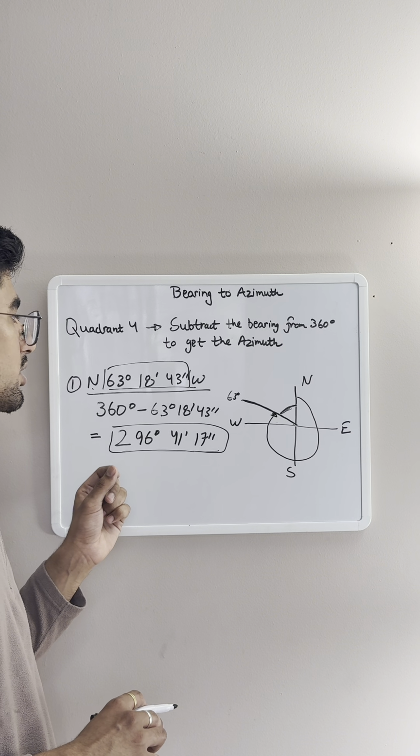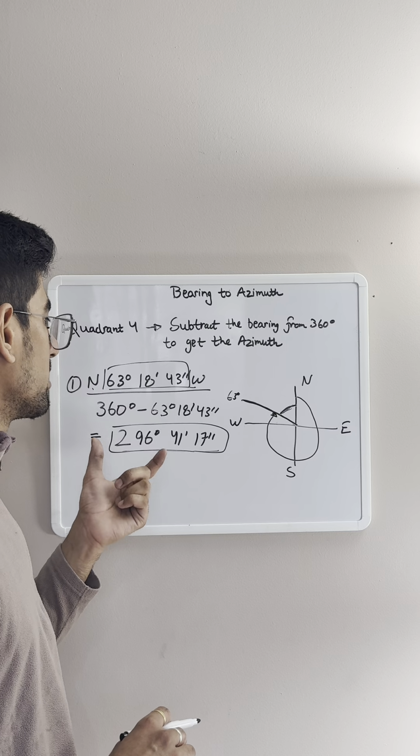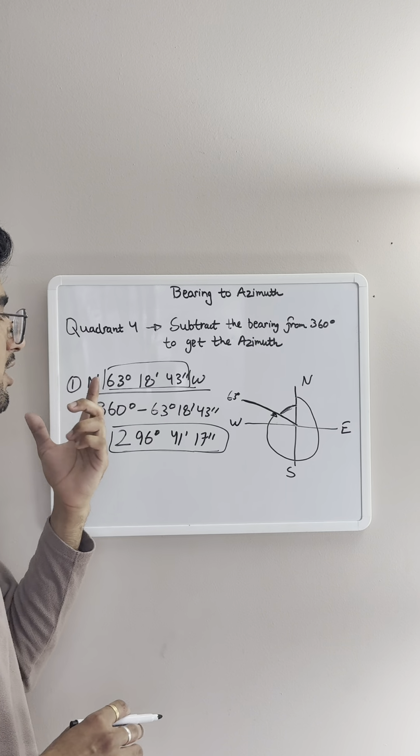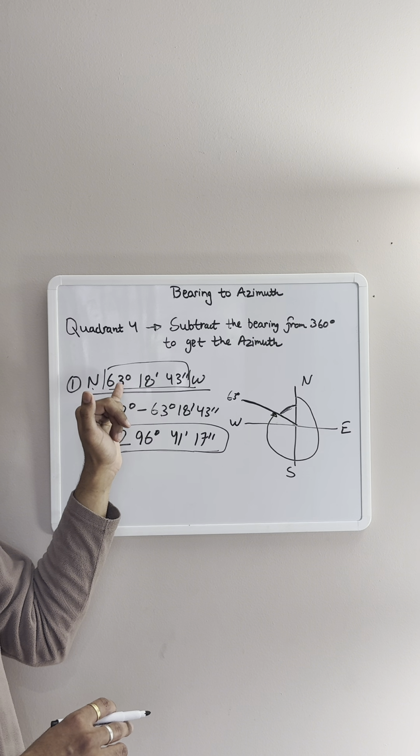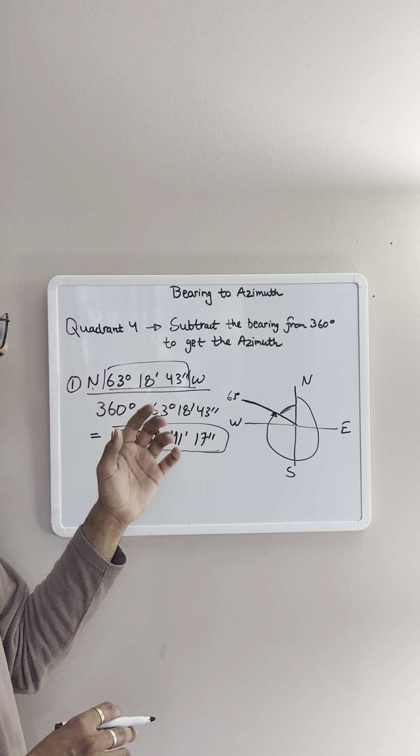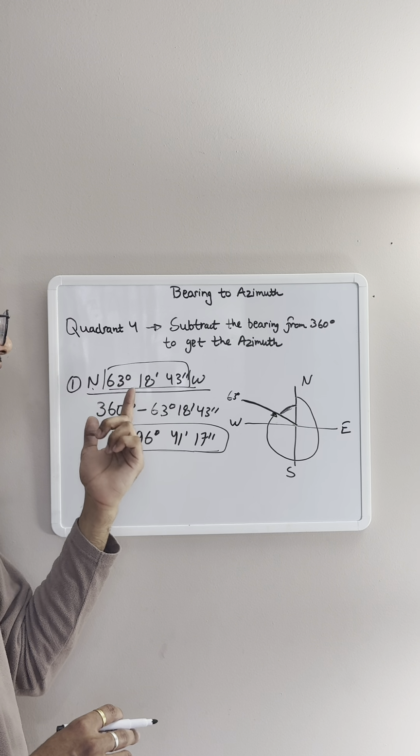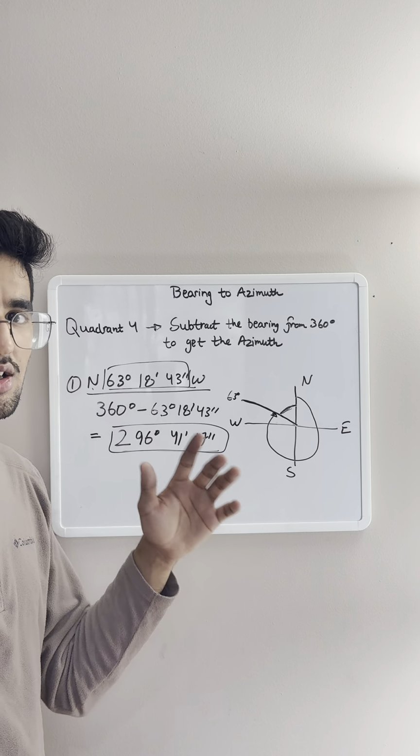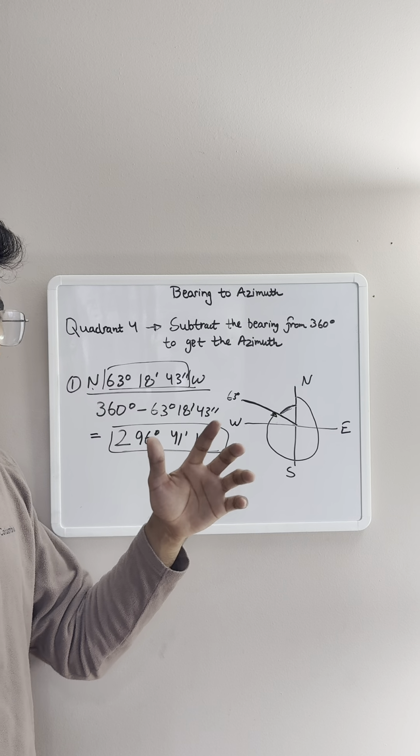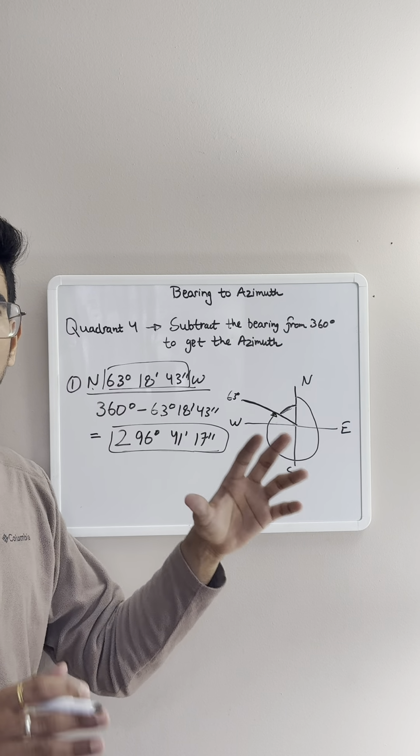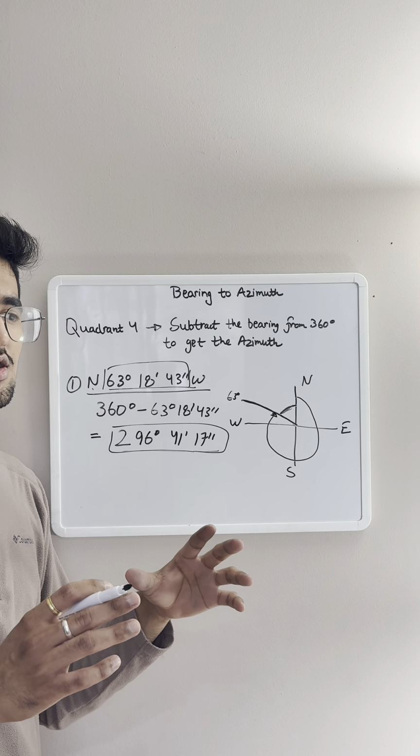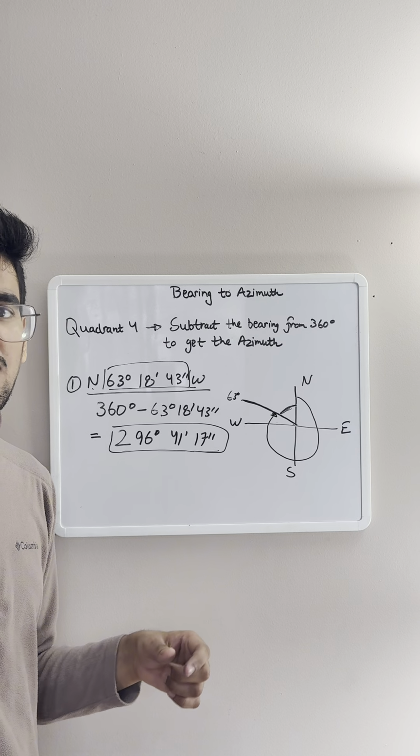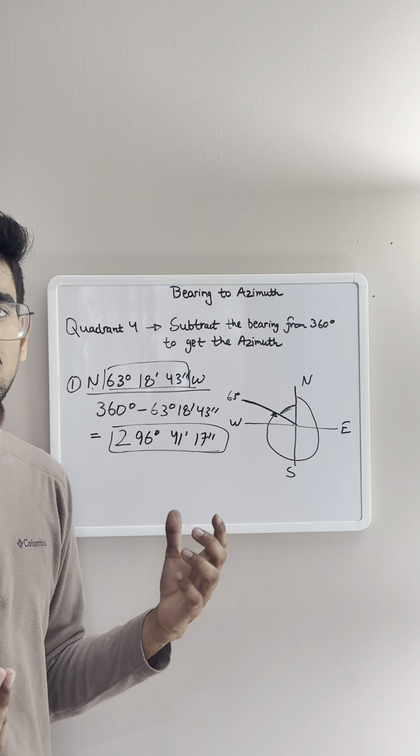Another thing you can do is a mental check. The whole circle is 360 degrees, and the given angle is around 63 degrees. If you subtract 60, it would be 300, and then 3 more, so 297. So your answer should be around 297, and that way you have a mental idea that your answer should be somewhere in this range. If you get, say, 286 degrees, then you definitely did something wrong.